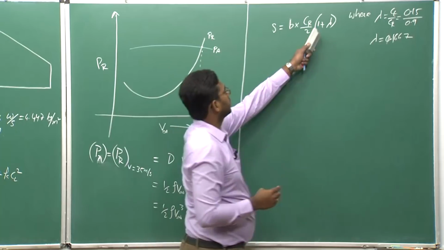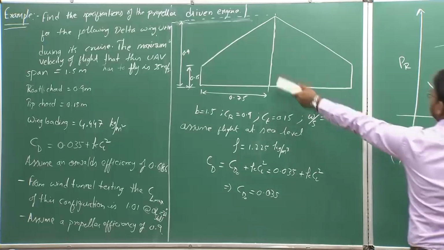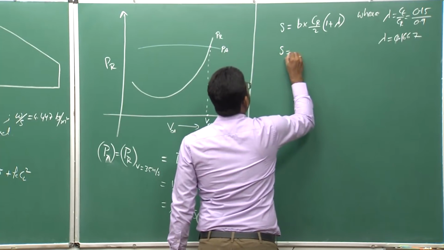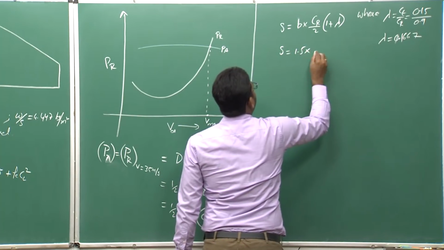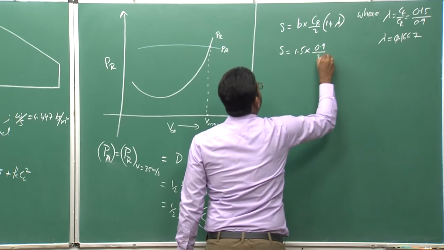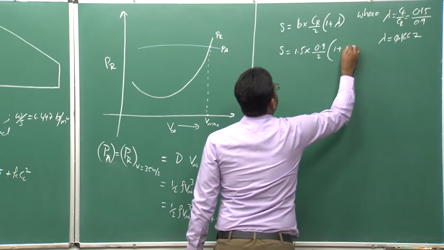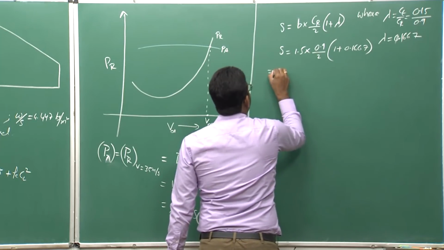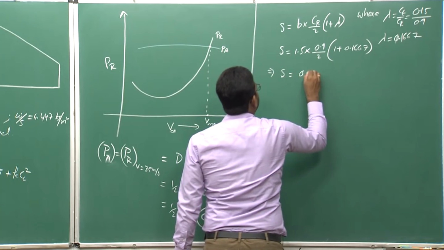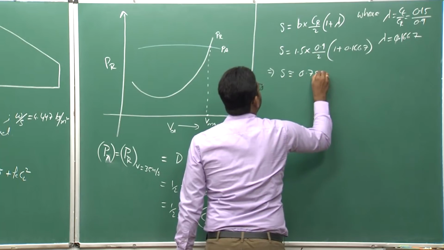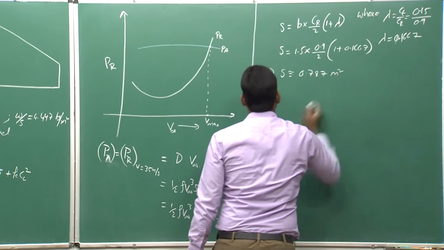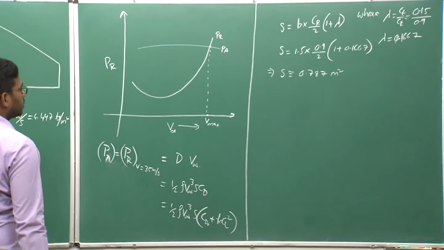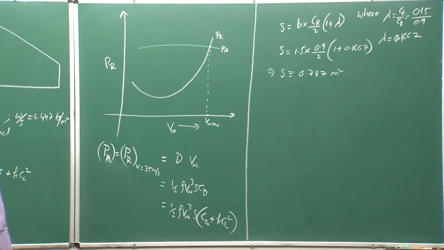Please substitute lambda here, and you know what CR is. CR is given as an input here, 0.9 meters, and B is 1.5 meters. So, 1.5 times 0.9 by 2 times (1 plus 0.1667). This implies S is approximately 0.787 meter square, right. We got to know what the area is here, right.